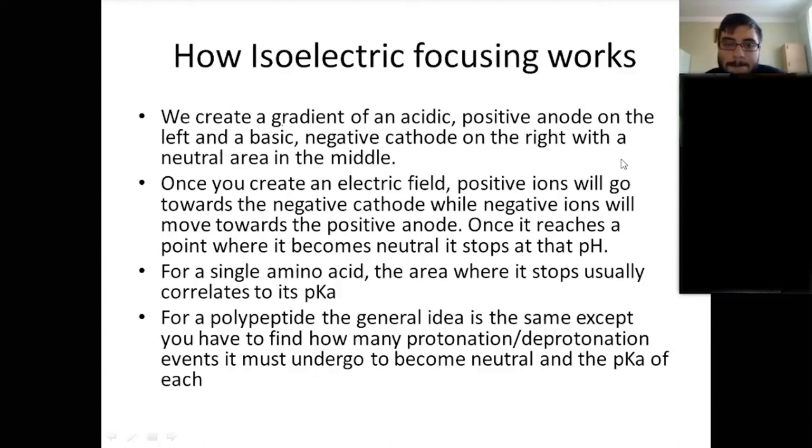Okay. All right. Any other questions about this? The key is for isoelectric point, the point where it stops is equal to its pKa usually. It's roughly where the pKa of the molecule is. And if you know the pKa of a molecule, you can know what amino acid it is, because you know which amino acids have which pKa's on the testing, hopefully.